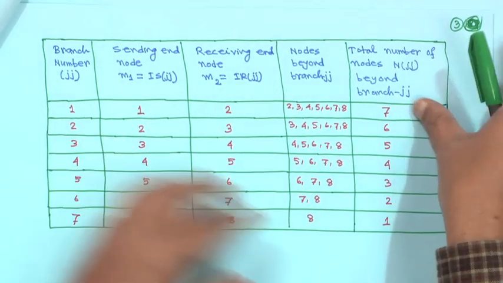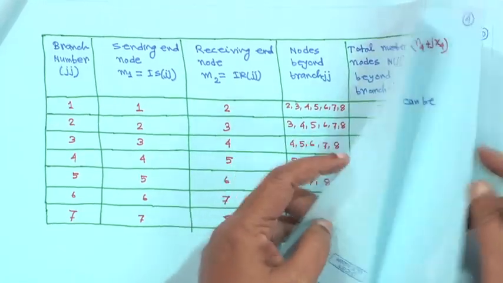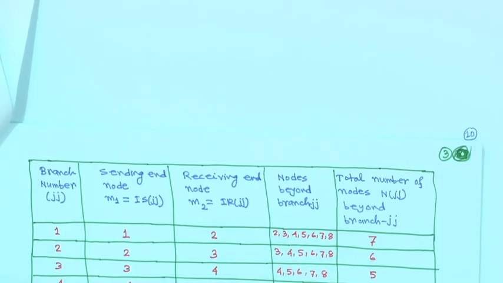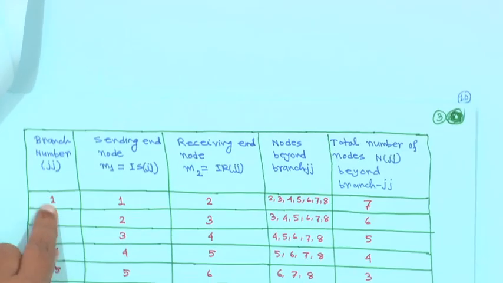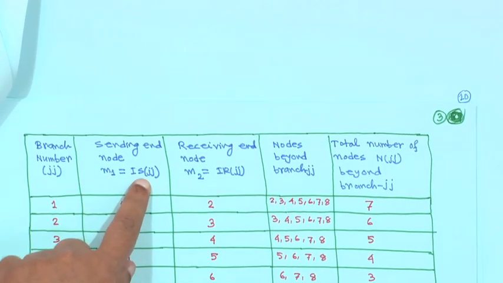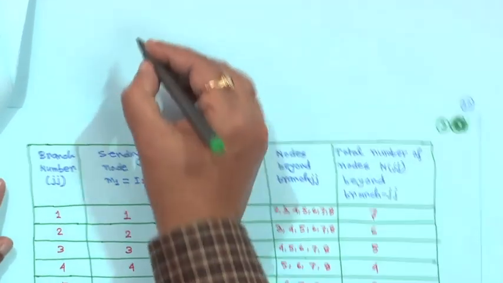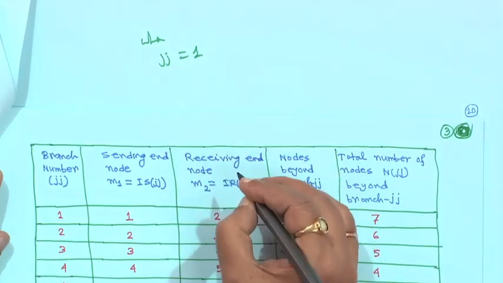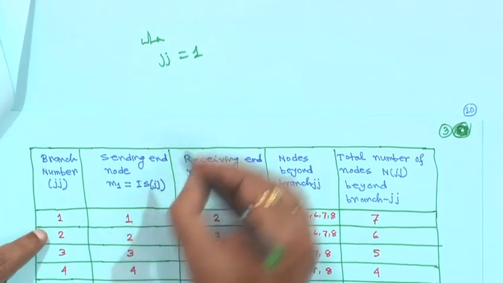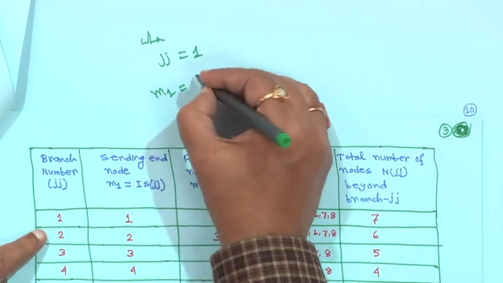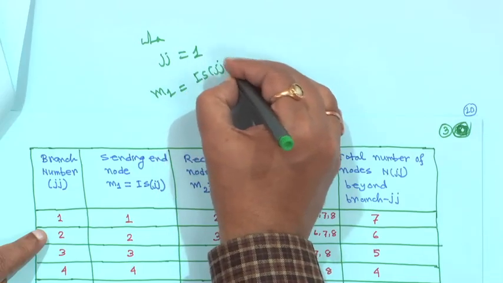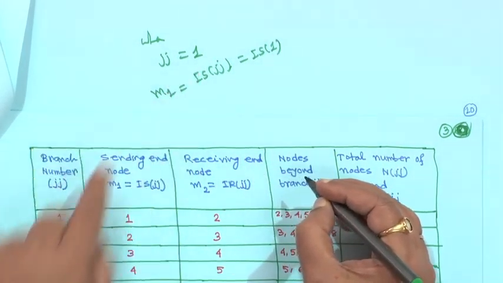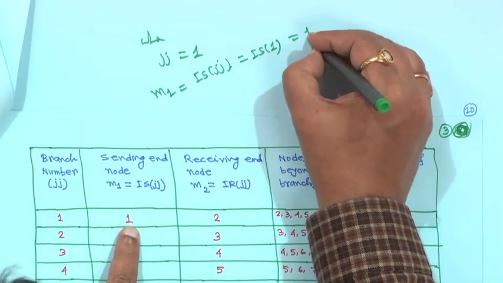That means, for your understanding, because you have to make the circuit. Suppose when branch number is JJ equal to 1, we are making M1 equal to ISJJ, M2 equal to IRJJ. That means when JJ is equal to 1, this is your M1, M1 actually ISJJ, JJ equal to 1, is equal to IS1. That is, when JJ is equal to 1, IS1 actually is equal to 1.